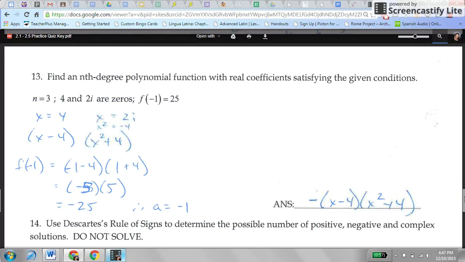I told you I would show you this one. If you do not understand what's going on with this, don't worry about it. But if n equals 3, that means we need something that is third degree. We have a 0 at x equals 4. We have a 0 at x equals 2i. These are the 2 factors that we have. If you plug the -1 in and the 25 in, you find out that you need a -1 out front. Again, don't worry about it. We have one more problem, and I'll do that next.